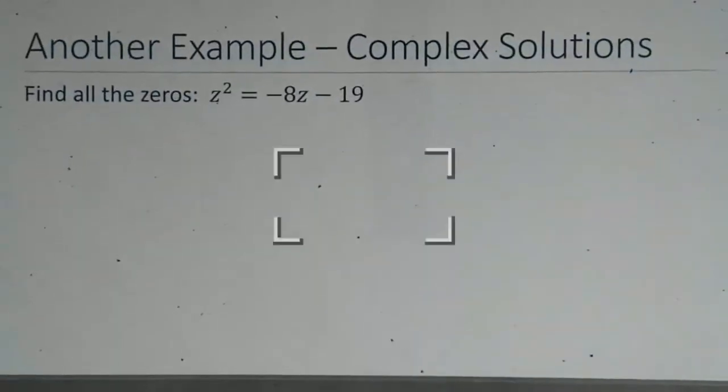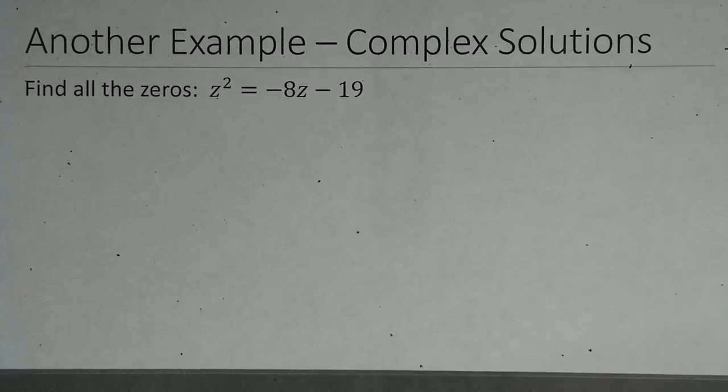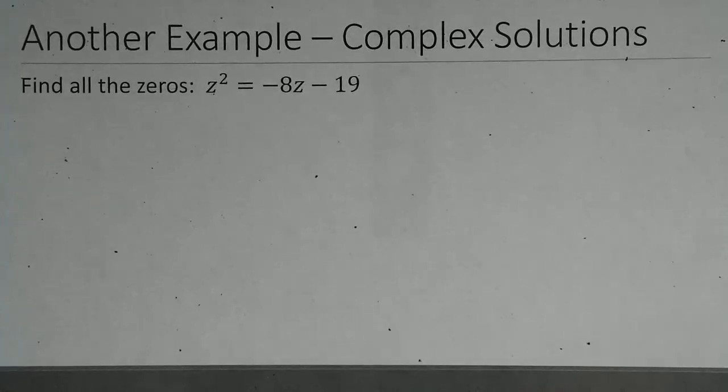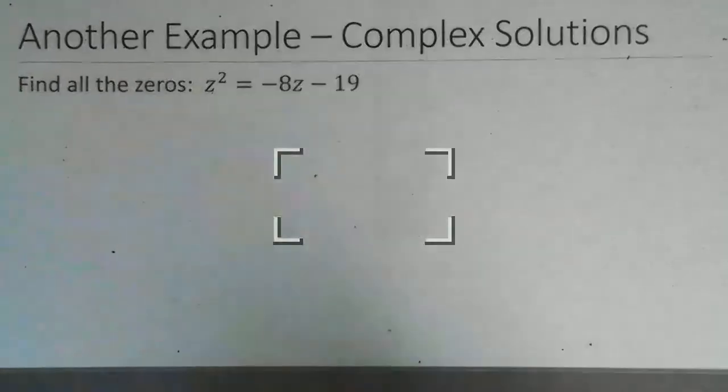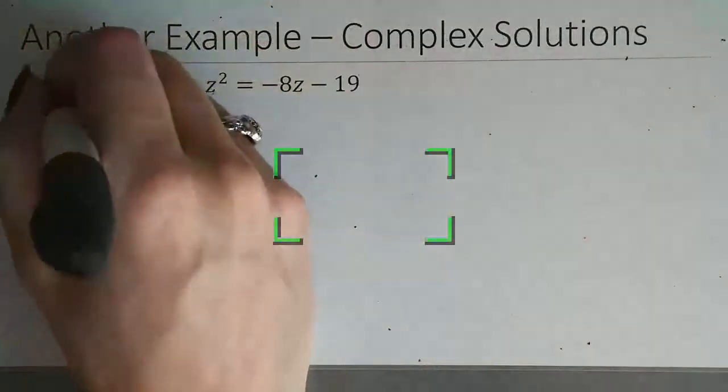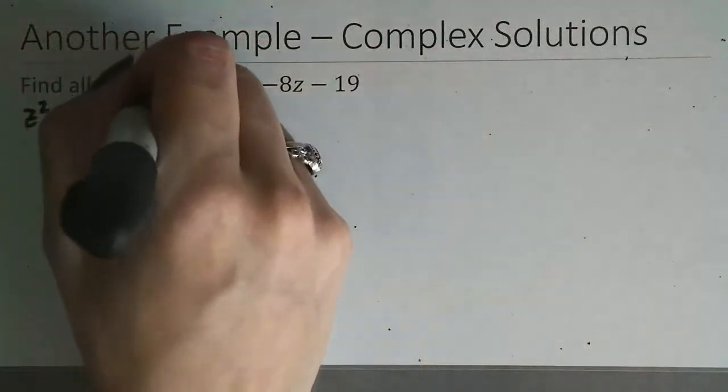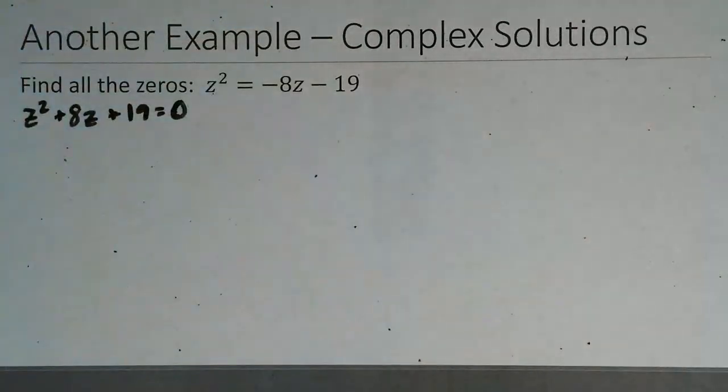We're going to try one more of these quadratic formula problems. It says to find all the zeros, but that just means we're solving. So we have z squared is equal to negative 8z minus 19. I need to have a 0 on one side, and I want my squared term to stay positive, so I'm going to add the 8z over and add the 19 over. That'll leave me with z squared plus 8z plus 19 is equal to 0.